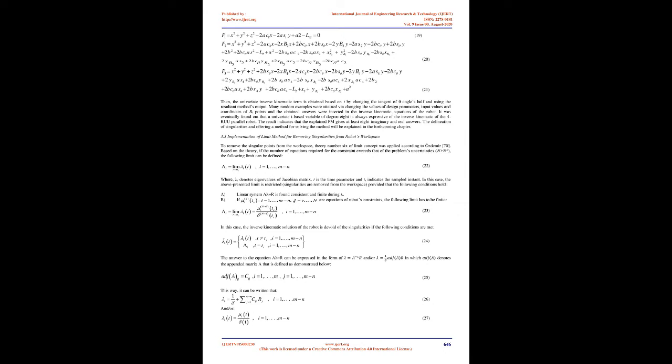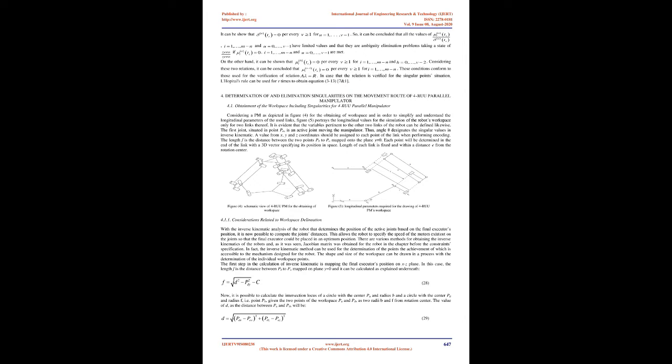It was eventually found out that a univariate t-based polynomial of degree 8 is always expressive of the inverse kinematics of the 4RUU parallel robot. The result indicates that the explained PM gives at least 8 imaginary and real answers. The delineation of singularities and offering a method for solving them will be explained in the forthcoming chapter.